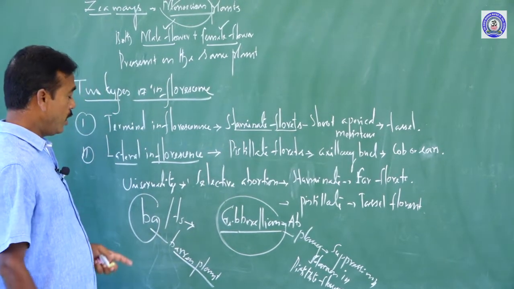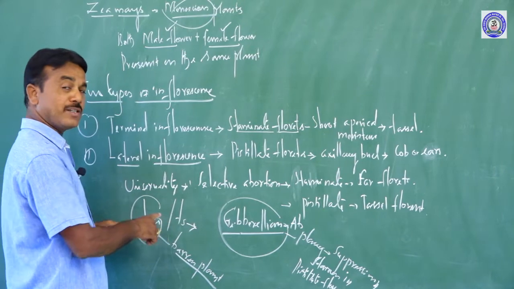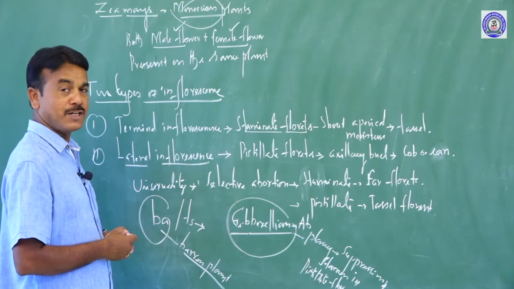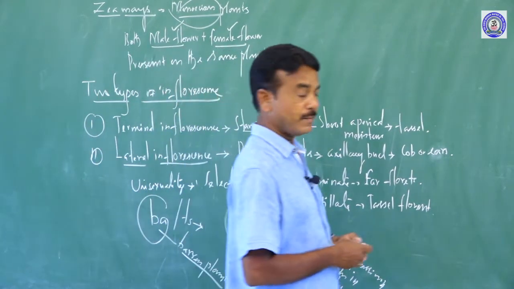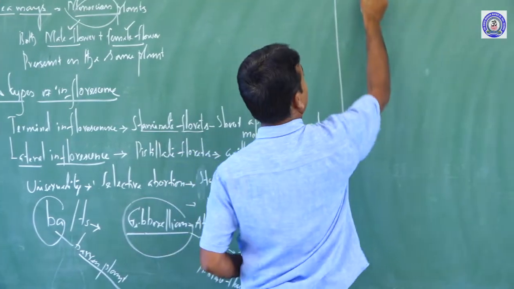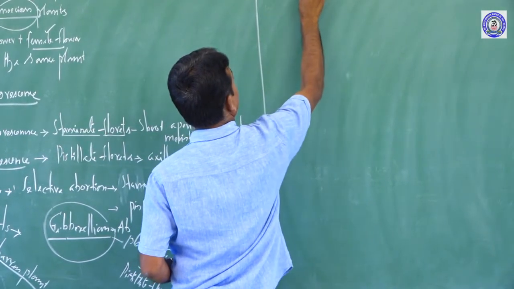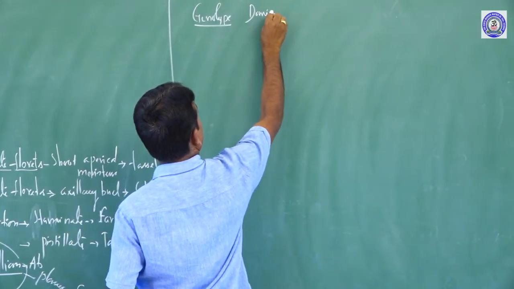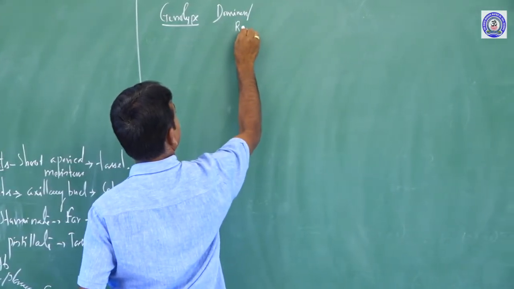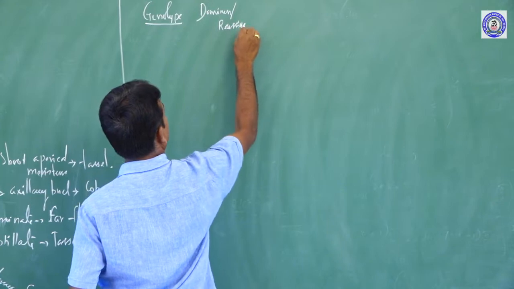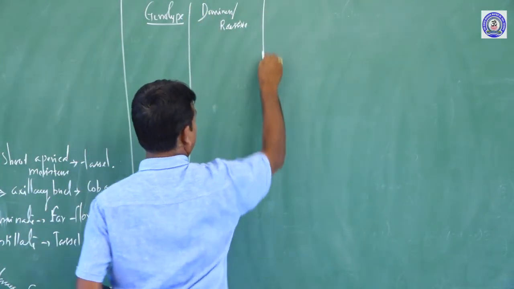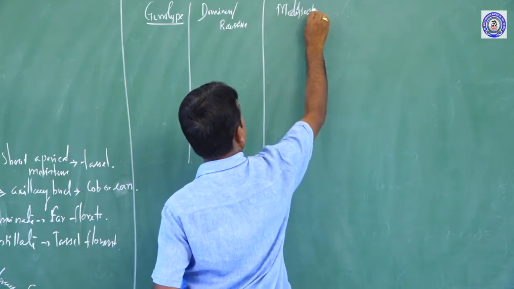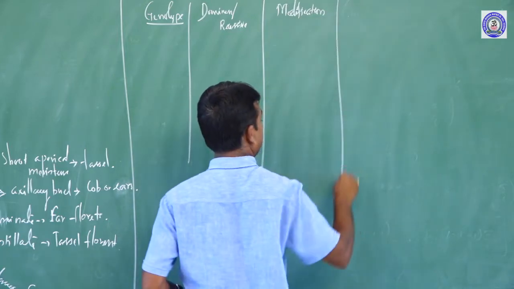So, due to the presence of those two kinds of alleles, what progeny are possible? Let me put it in a checkerboard: genotype, dominant and recessiveness, then modification, then sex.